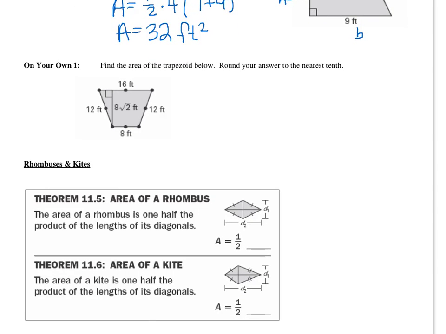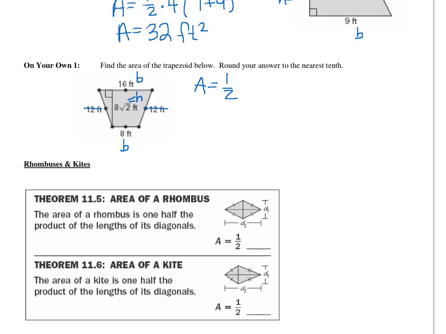Okay, you should have tried this one. It says find the area of the trapezoid below. We're not going to use these. Those aren't perpendicular to the bases, so this one has to be my height, and then these two would be my bases. So my area is 1/2.